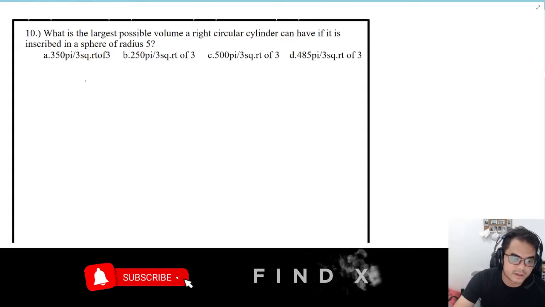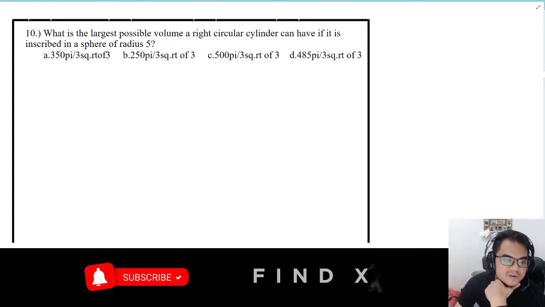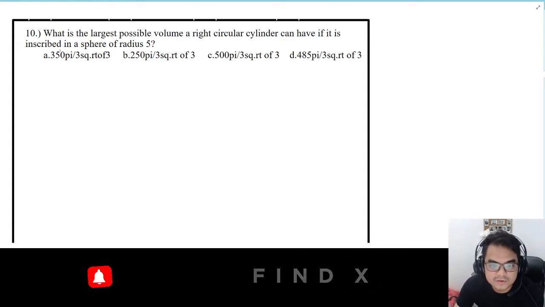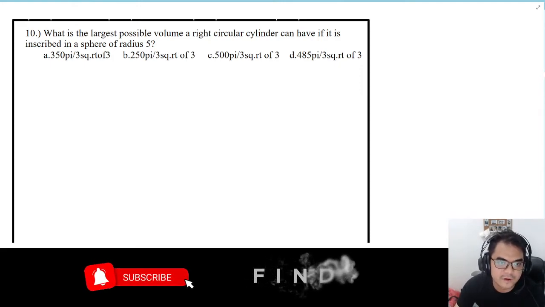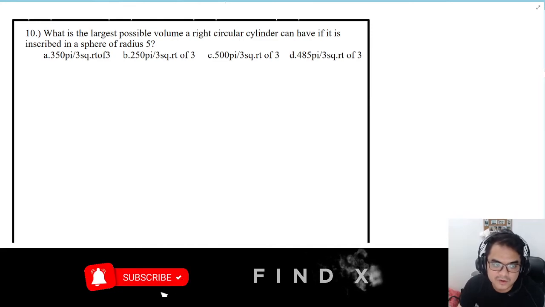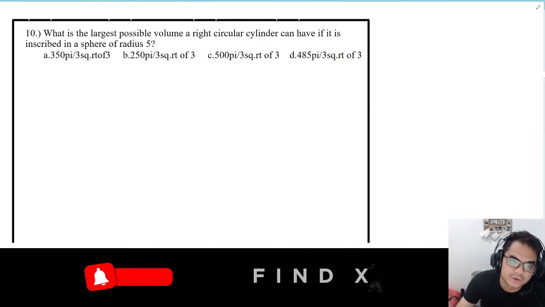We have here number 10. So we have, what is the largest possible volume a right circular cylinder can have if it is inscribed in a sphere of radius 5? So we have a right circular cylinder inside a sphere. Okay, so I'll just draw it very quickly.